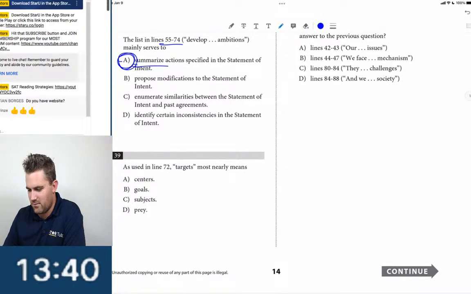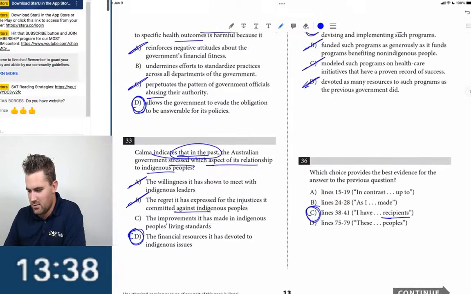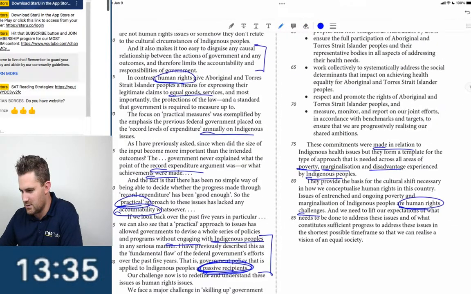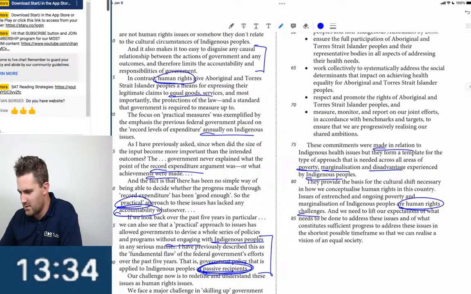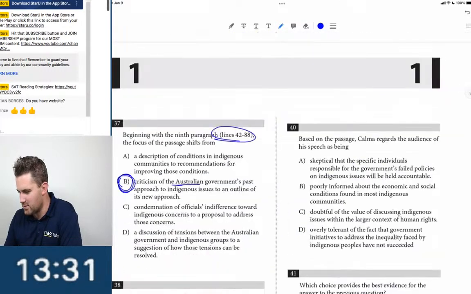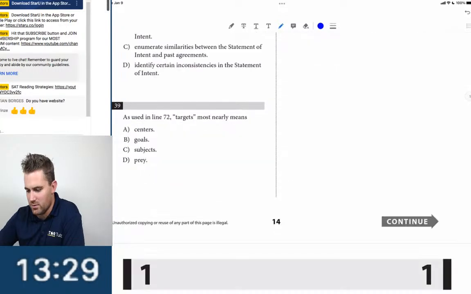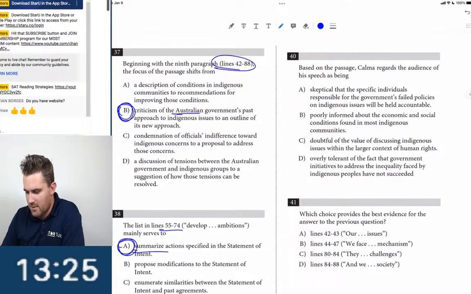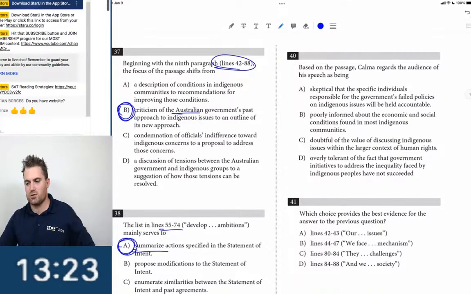It's used in line 72. Targets. 72. And with benchmarks and targets. So benchmarks and goals. Maybe they use that. Perfect, benchmarks and goals. Right, guys, if you try to define the word, sometimes the word becomes what you're thinking of in your mind. Does everybody see that?